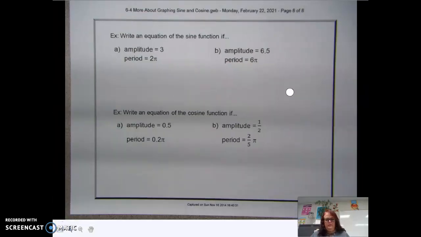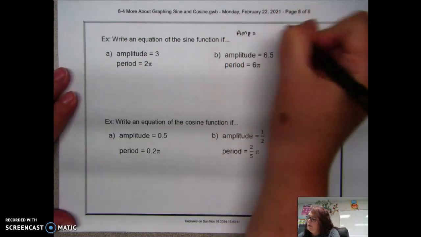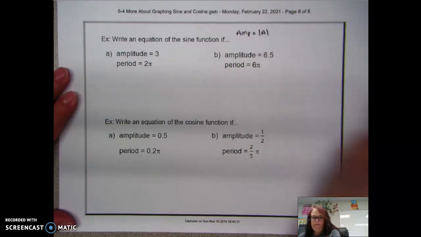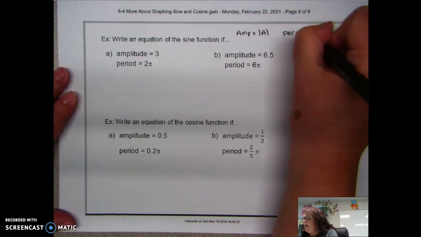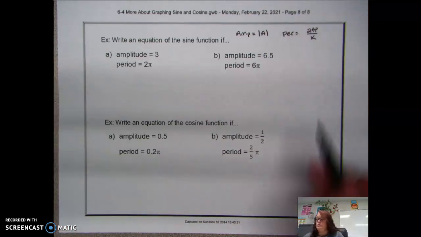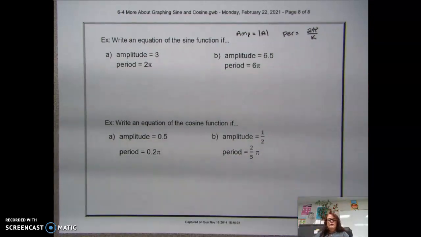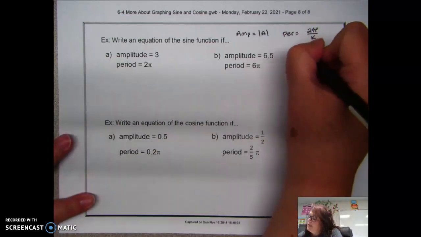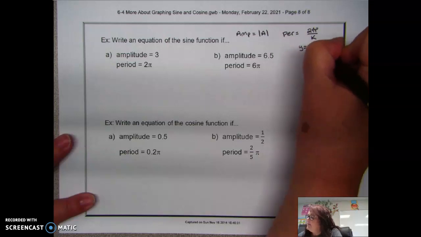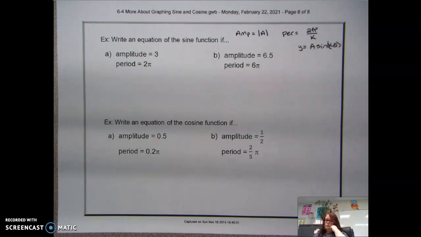All right, so a couple things to remember. One is that the amplitude is equal to the absolute value of A, and that the period is equal to 2 pi over k in the case of sine and cosine. So it's a regular period of the parent function divided by k. When we write the function, it's going to be y is equal to A times the sine of k theta, or it could be cosine.